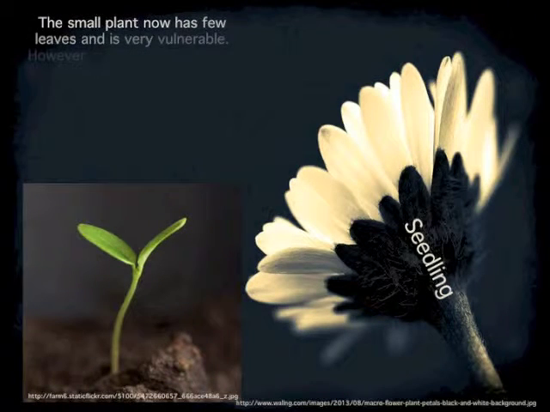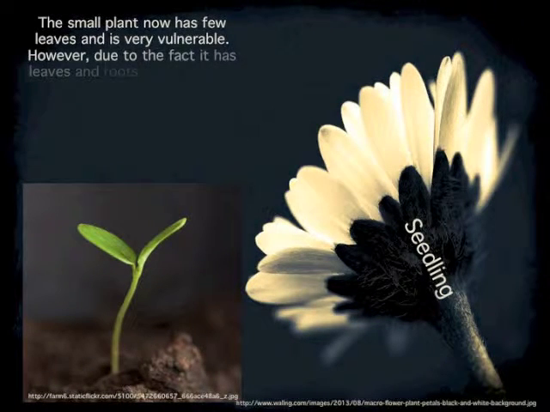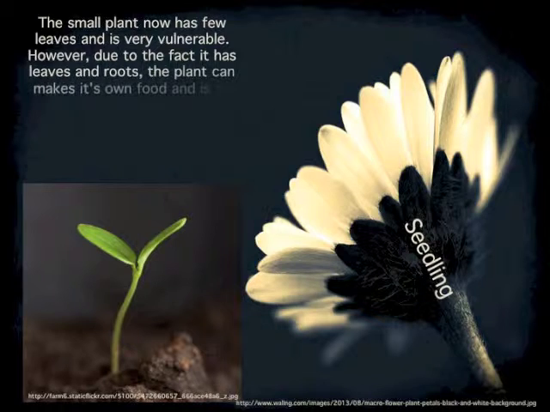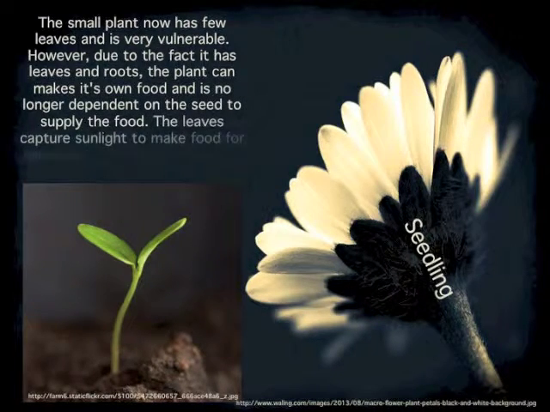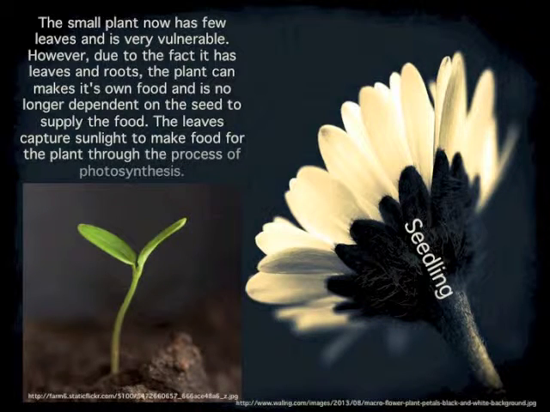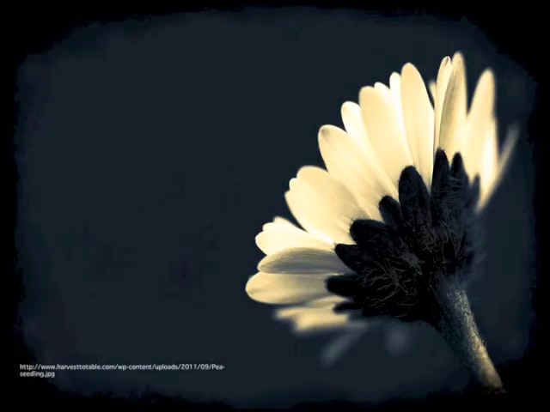The small plant now has a few leaves and is very vulnerable. It's a seedling. However, due to the fact it has leaves and roots, the plant can make its own food and is no longer dependent on the seed to supply the food. The leaves capture sunlight to make food for the plant through the process of photosynthesis.